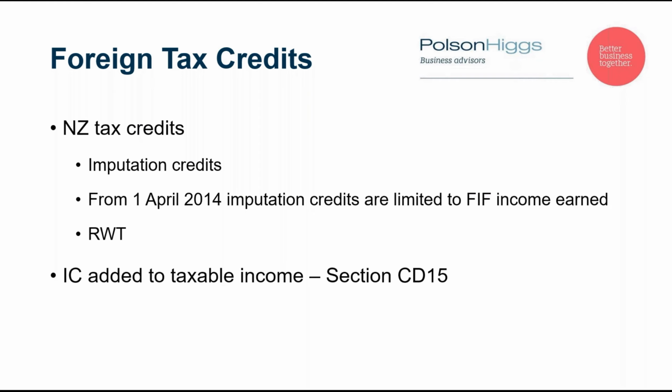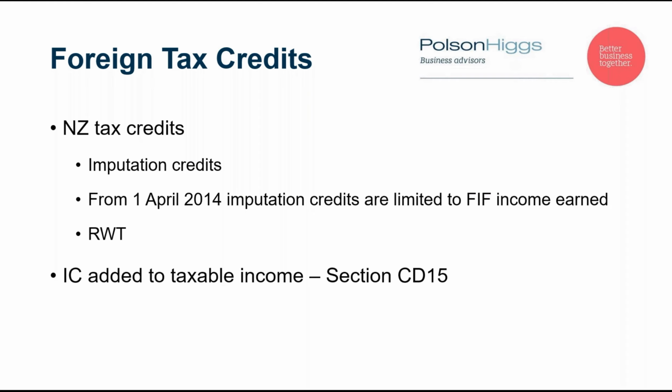Imputation credits used to be just claimable as a whole. From 1 April 2014, we still get to claim them. However, we limit them to the same ratio, 28/72 maximum, or 28% of our FIF income. So if I have a $10,000 dividend and I get $3,888 of imputation attached to it, maximum ratio. However, under FIF, I only return $5,000. I effectively halve the imputation I'm allowed to claim. I take my $5,000 times 28/72, and that's my maximum imputation.